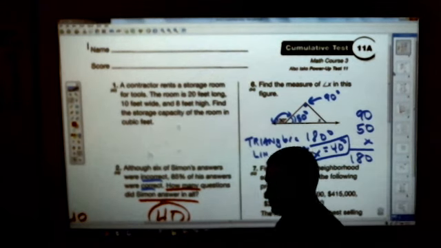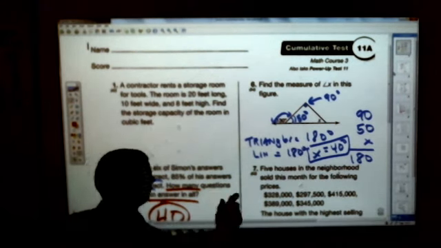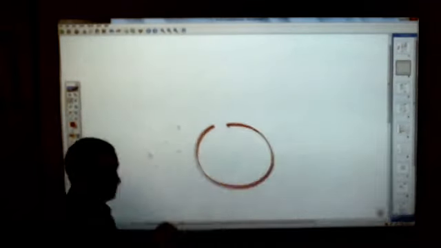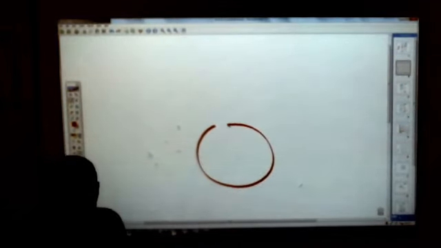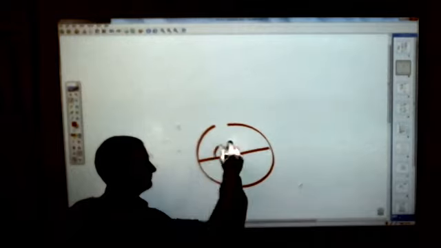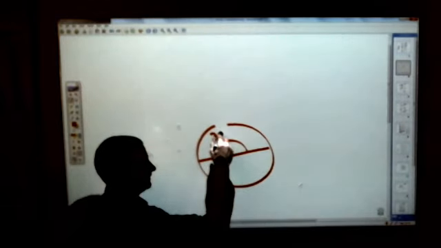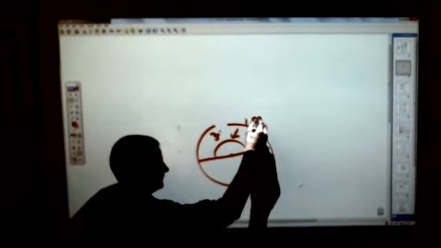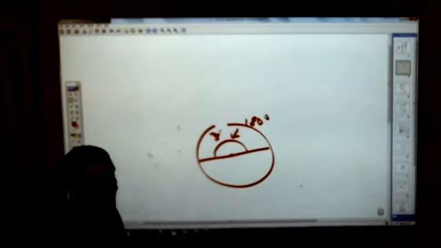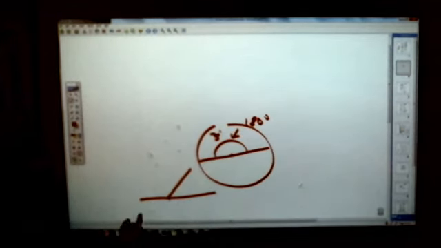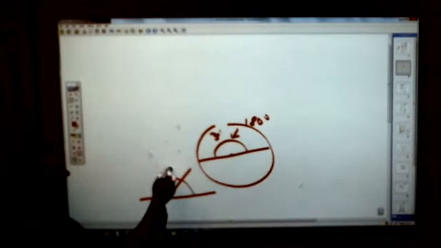All right, here's what you have to understand. Let's go to the very basics. How many degrees are in a circle? 360. A straight line in a circle is half of a circle, a straight line has to be half of 360. A straight line has to be 180 degrees. So if you have two angles that form a straight line, they have to add up to 180 degrees.